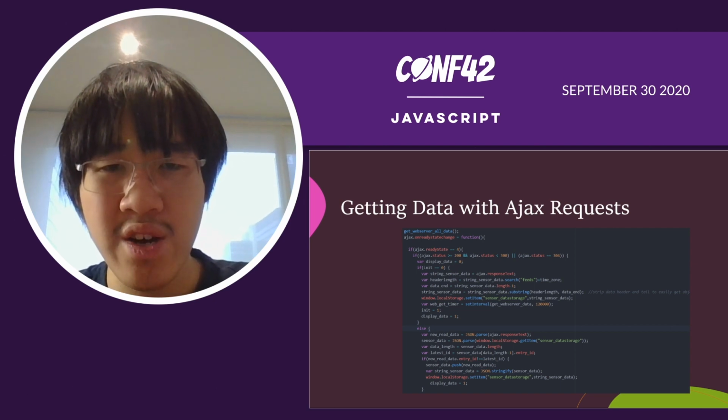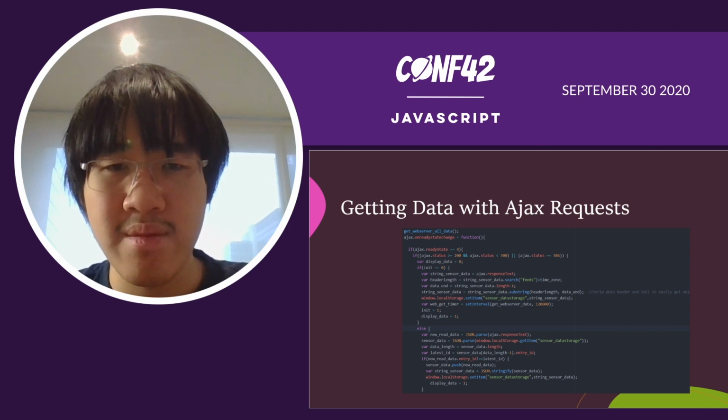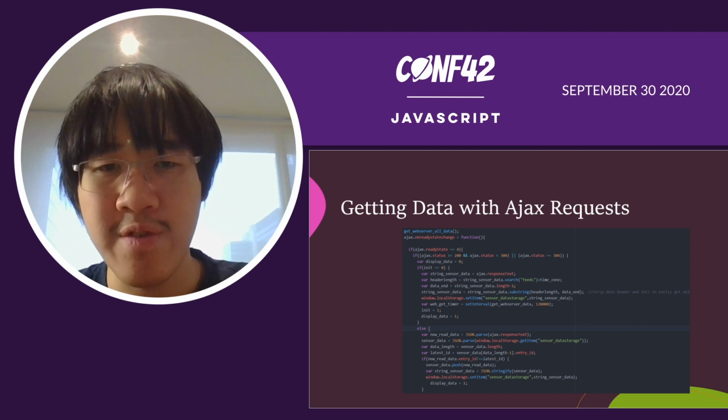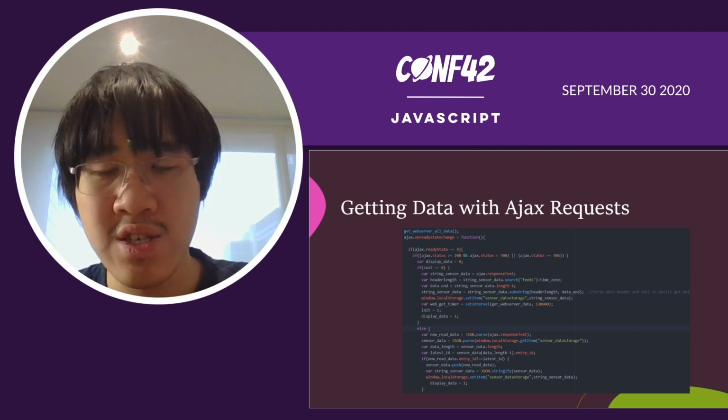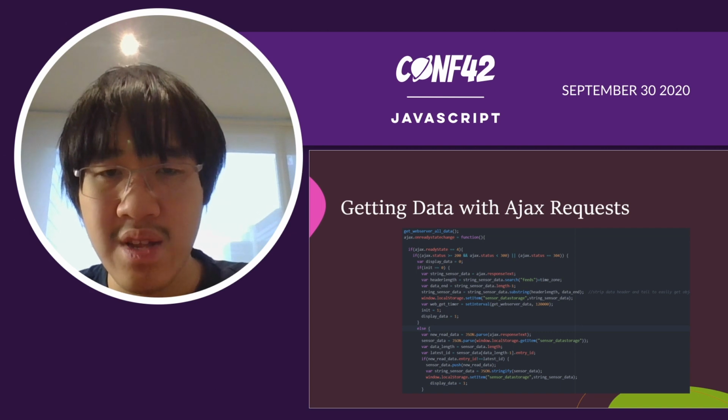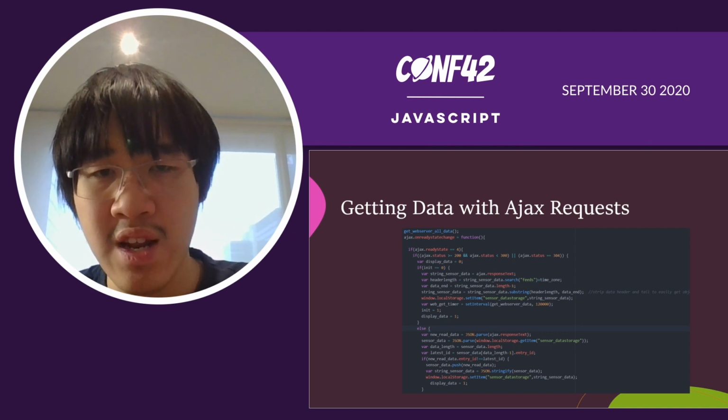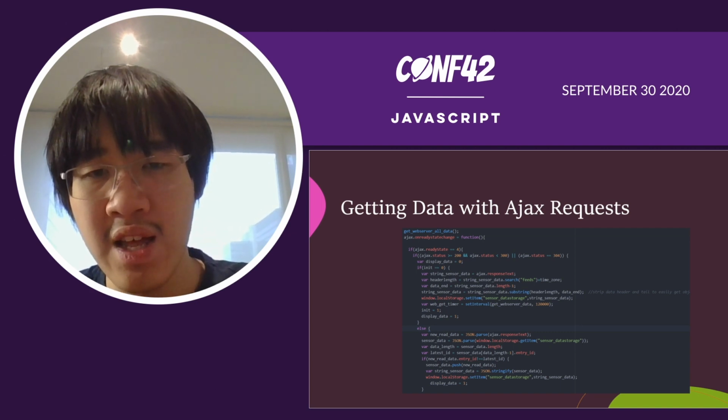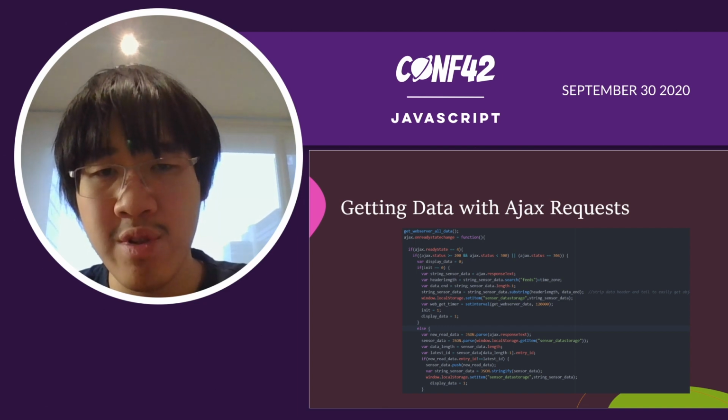Afterwards, we go ahead with initializing a display data variable in order to check whether the data is going to be displayed or not, based on whether the data has already been received. Then we check if the init variable is 0, and init, as I mentioned before, is a variable to check essentially if the data is already visualized.